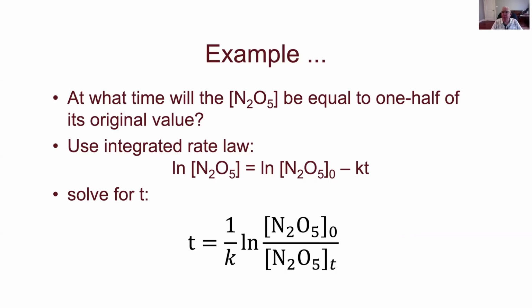The question was, when would the N2O5 concentration be equal to 1/2 of its value? I could use the graph, right? And I could do an eyeball thing by finding where 0.05 is and dropping a line down and finding the time there. I can also just do this analytically using equations. So let's do it that way.